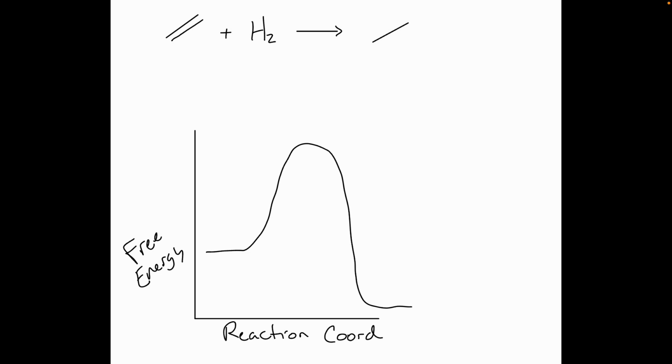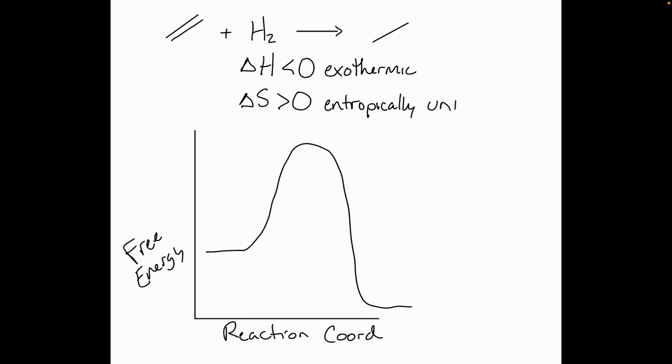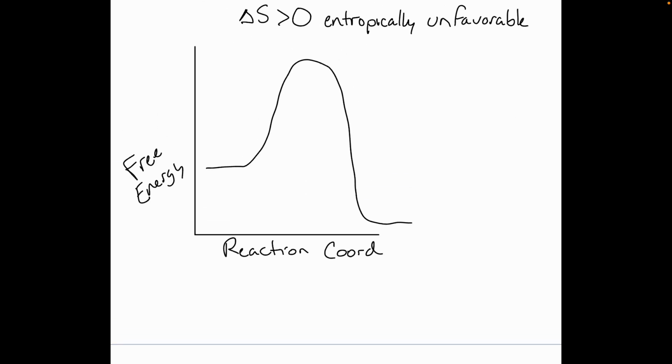All right, we actually did the math on this one. This one has a delta H that's less than 0. It's an exothermic reaction. The problem with this reaction is that its delta S is greater than 0. It is entropically unfavorable. All right, so why does that matter?